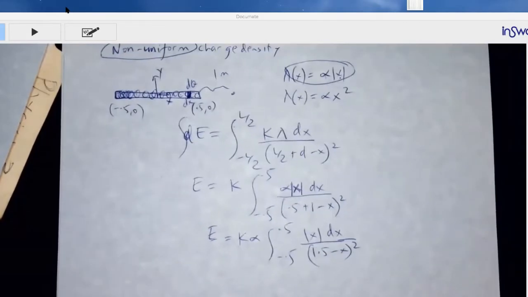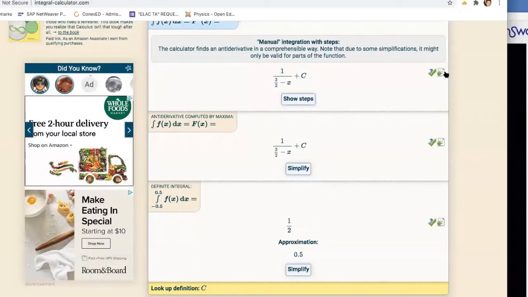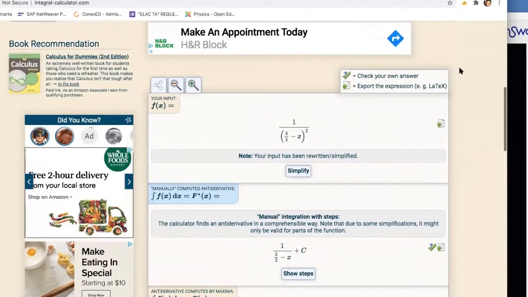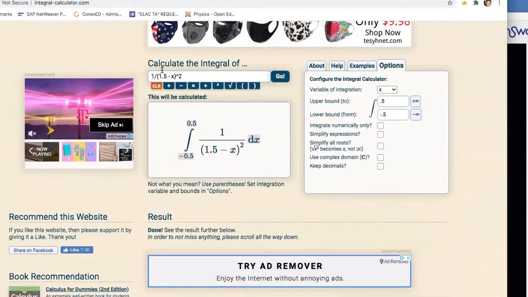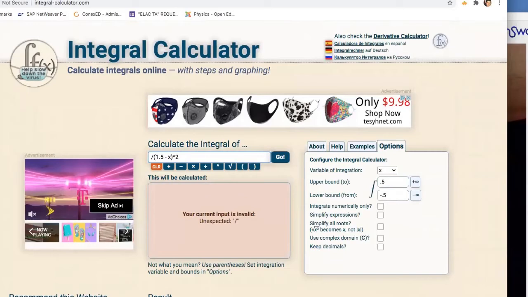Okay, so then let me go and integrate that. I'm not sure if this program can do absolute value. Let's try. Absolute value of x. Oh, we recognized it. Over 1.5 minus x squared, yeah? Yeah, okay, let's see if it works.